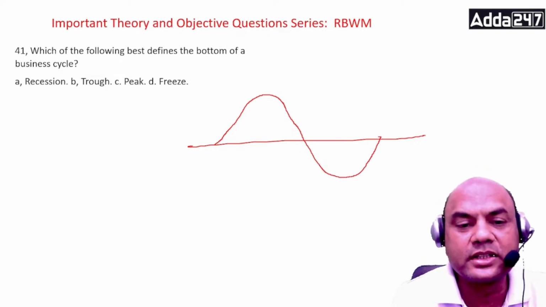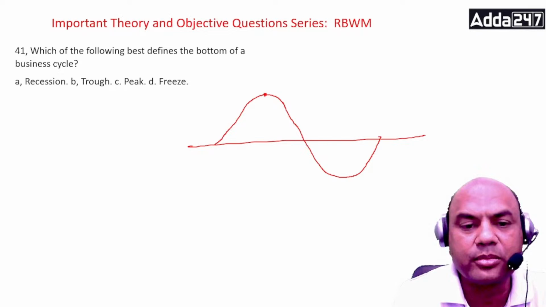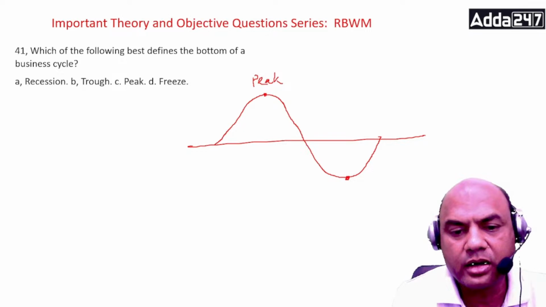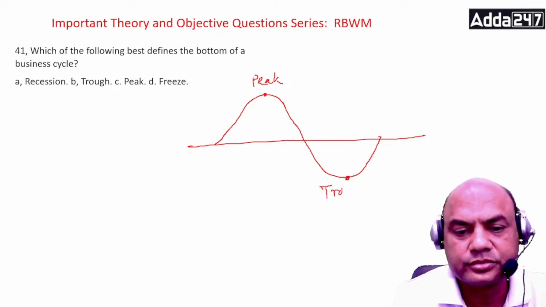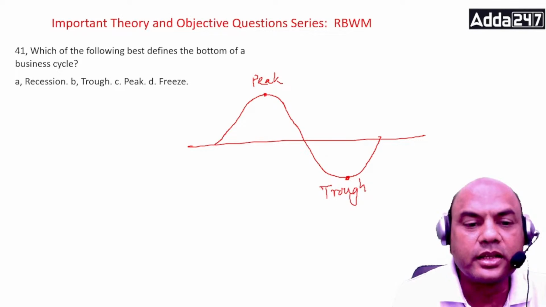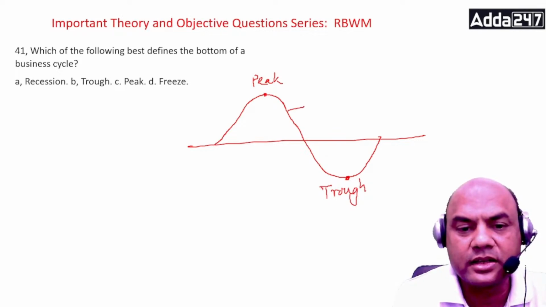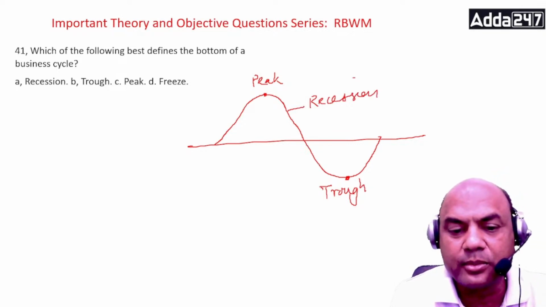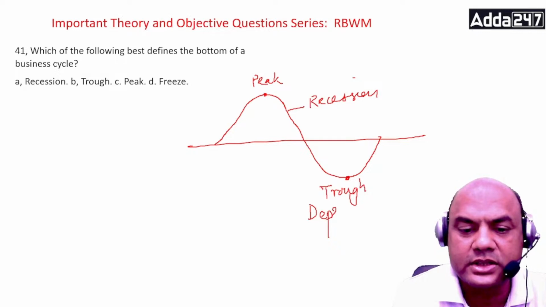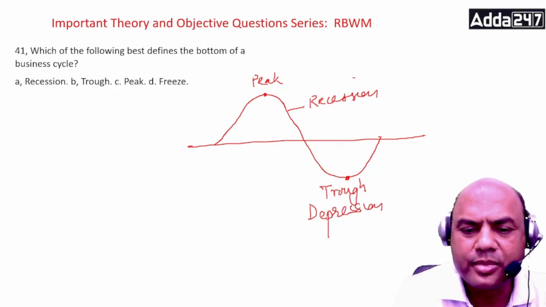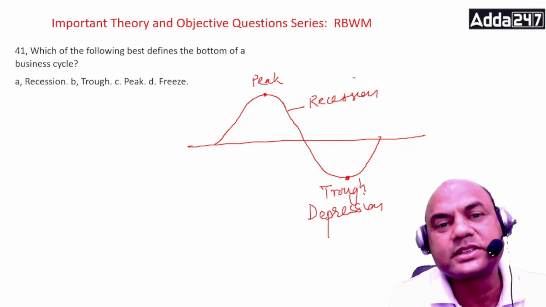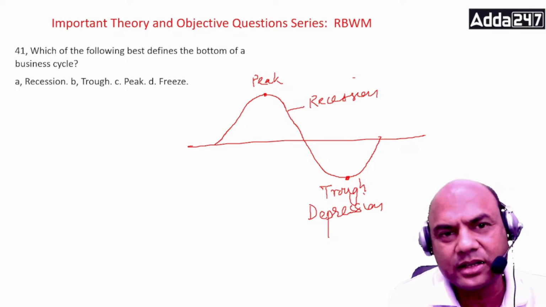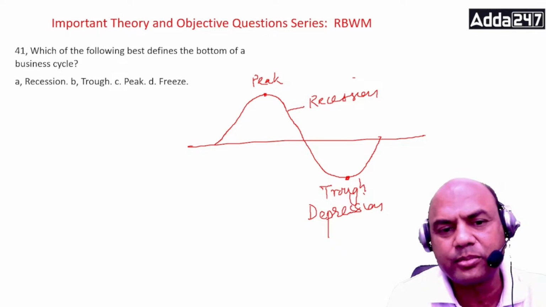So this is known as peak, P-E-A-K. This is known as trough. This is known as recession. Now this trough is also called depression. Remember, it depends on book to book. Actually, this peak and trough are the scientific language. In sine wave and cos wave, we have this trough and peak. Those who are engineers, they'll understand this.